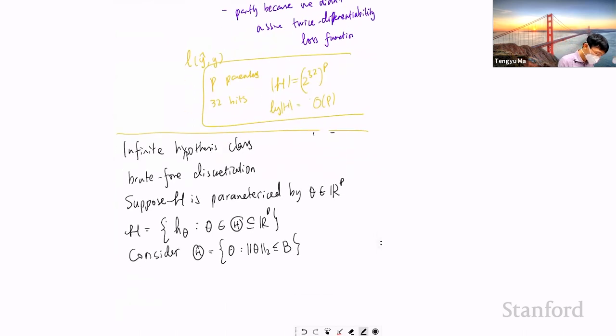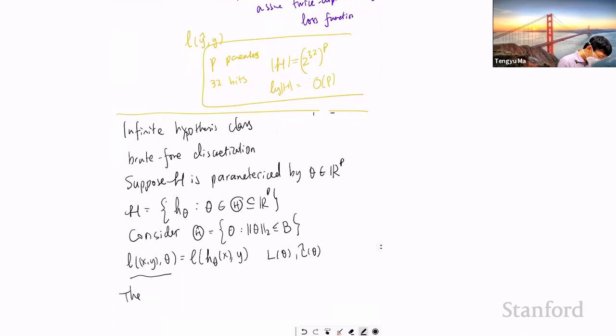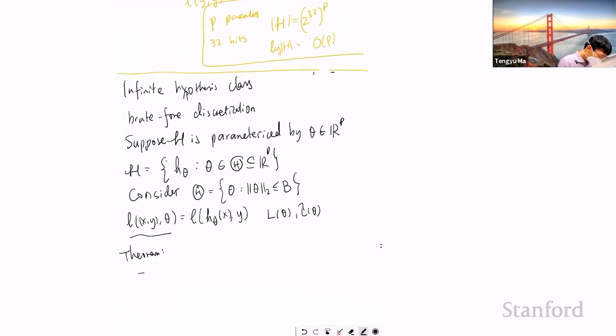This is our setup. Also, let's recall that we sometimes use this notation, and we use all of these notations interchangeably. This is really just the loss of the model theta on the data point x and y. You compare h theta of x and y, and you get a loss. These two are just the same thing. We are abusing notation a little bit. Also recall that we have L theta and L hat theta, as we defined before. And so here's the theorem. We still have to assume that the loss is between 0 and 1.